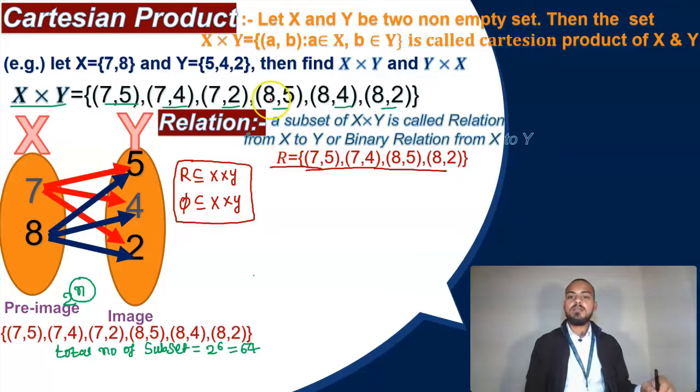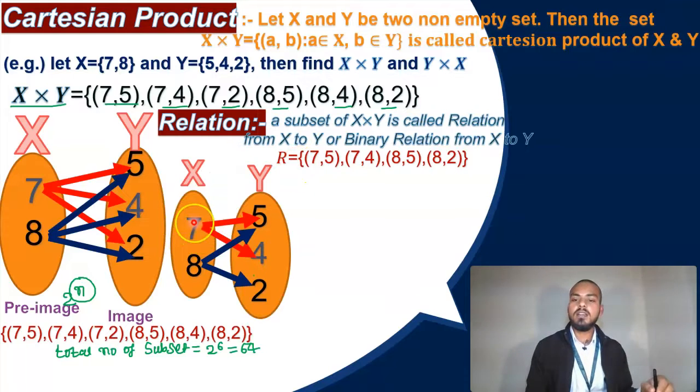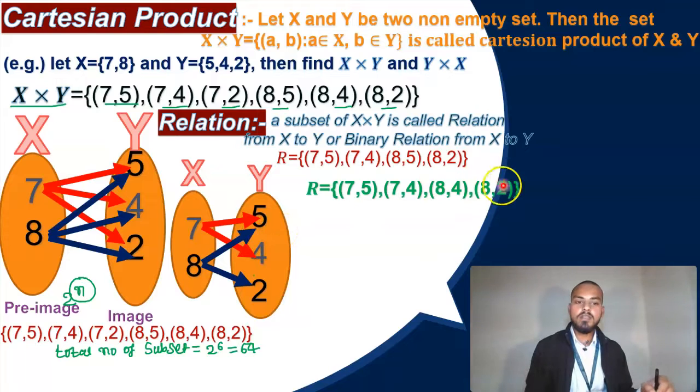Now suppose we write this in the form of a Venn diagram, and you can see here 7 is associated with 5 and 4, and 8 is associated with 5 and 2. So basically this forms a relation from set x to y, and you can also verify by using the definition of relation, because this non-empty set is a subset of this Cartesian product. So this is a relation. We can also check for this r. Here r is 7, 5, 7, 4, 8, 4 and 8, 2.